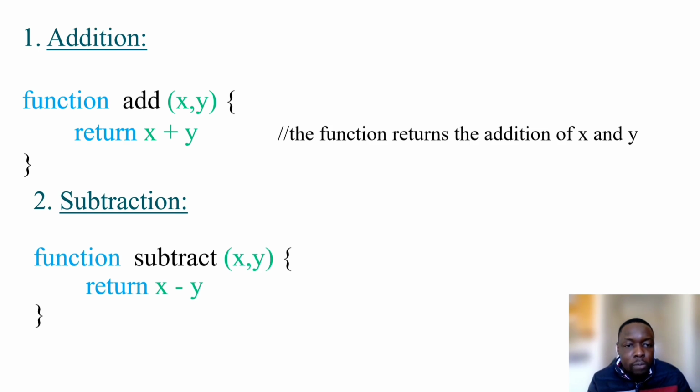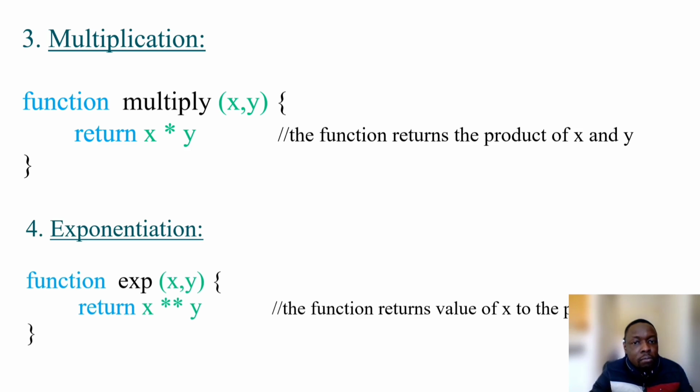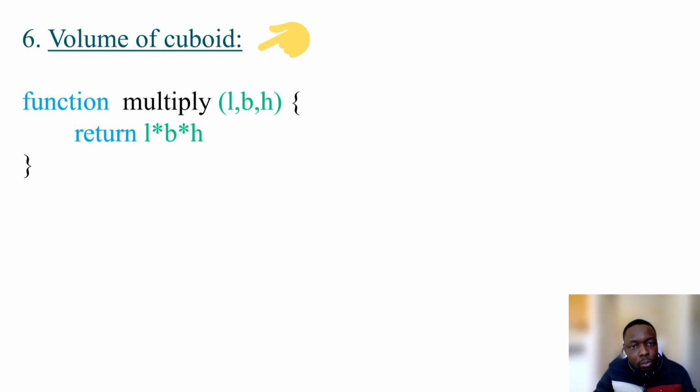Okay, so we have the subtraction. We have minus like that. This is for multiplication, and this is for exponentiation. This means x raised to the power y. I used exp for the name of the function. This is for volume of a cuboid.